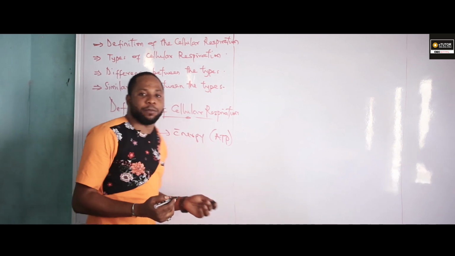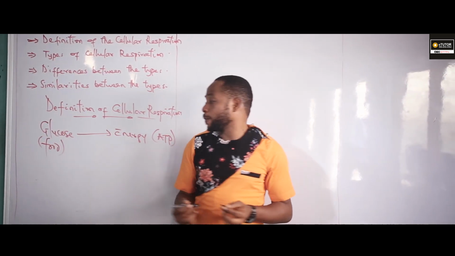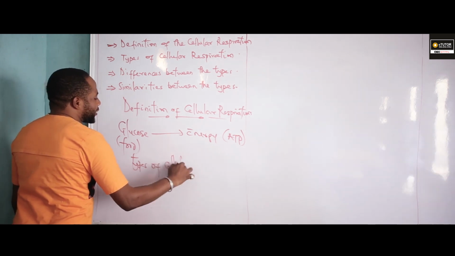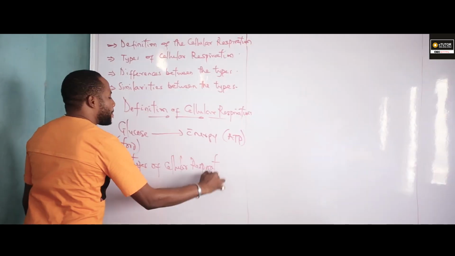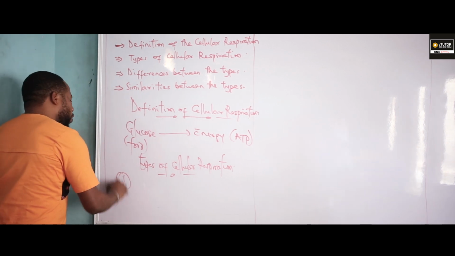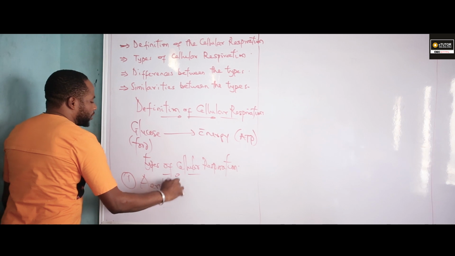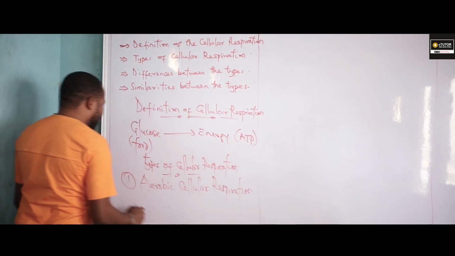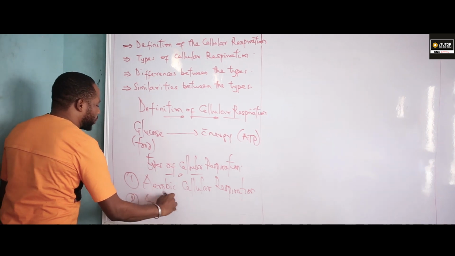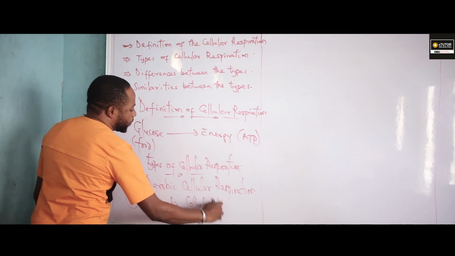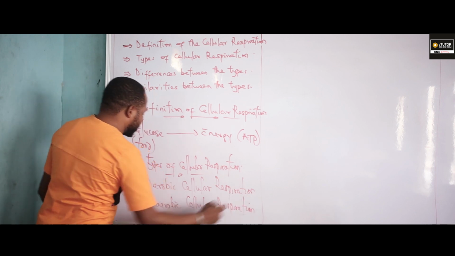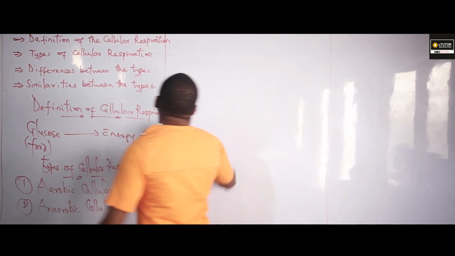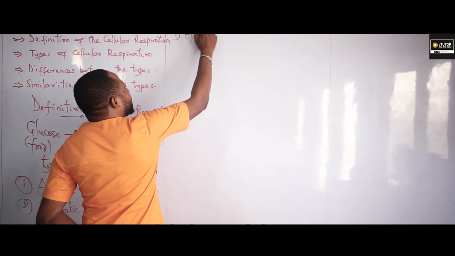Then we have two types of cellular respiration. Number one, we have aerobic cellular respiration. And number two, we have anaerobic cellular respiration. We're going to take these one after the other, starting with the first one, aerobic cellular respiration.